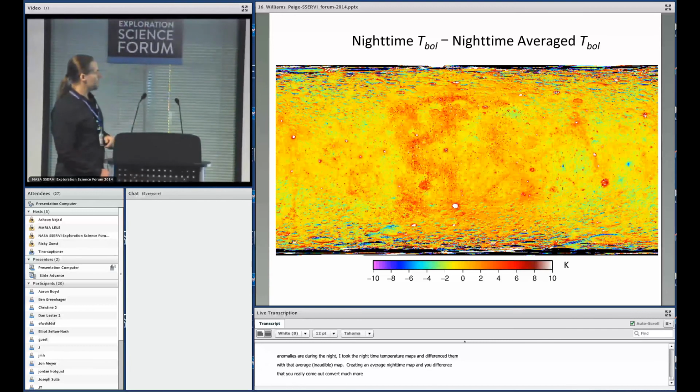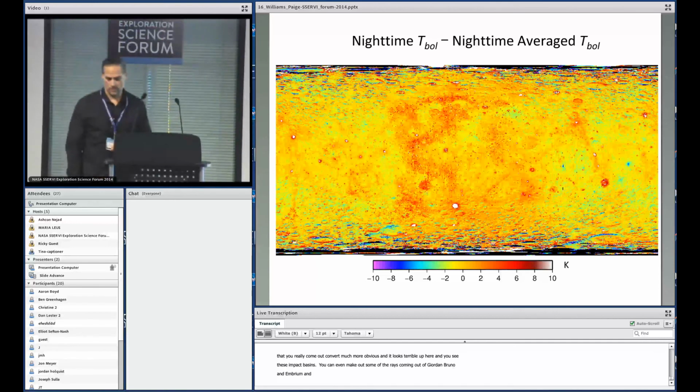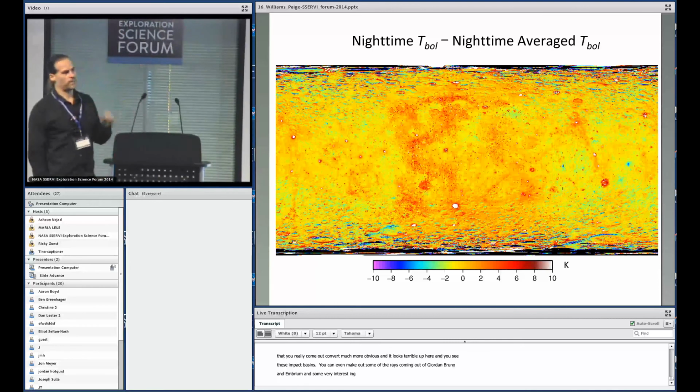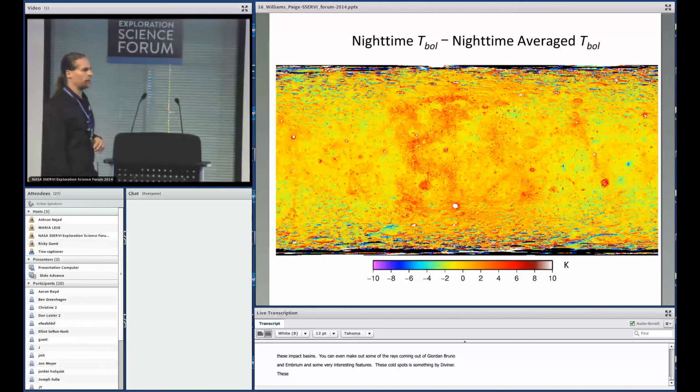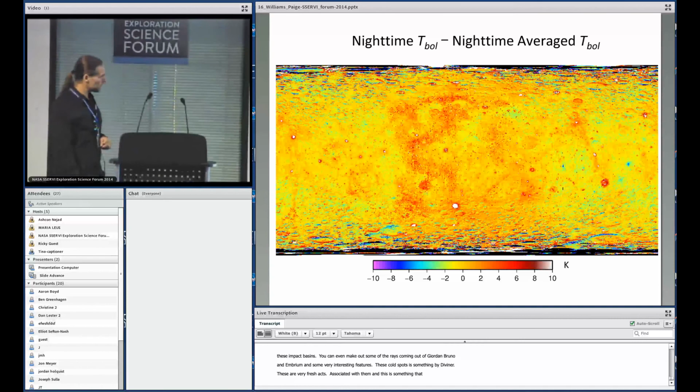And again, you can see a lot of these impact basins. There's Tycho, there's Giordano Bruno. You can even make out some of the rays coming out of Giordano Bruno. Imbrium, Procellarum show up. And there are some very interesting features, these anomalously cold spots. This is something that was identified by Diviner. These are very fresh impacts that have anomalously low regolith temperatures associated with them. This is something Josh Bandfield has a couple of papers out on. So these are kind of interesting features.